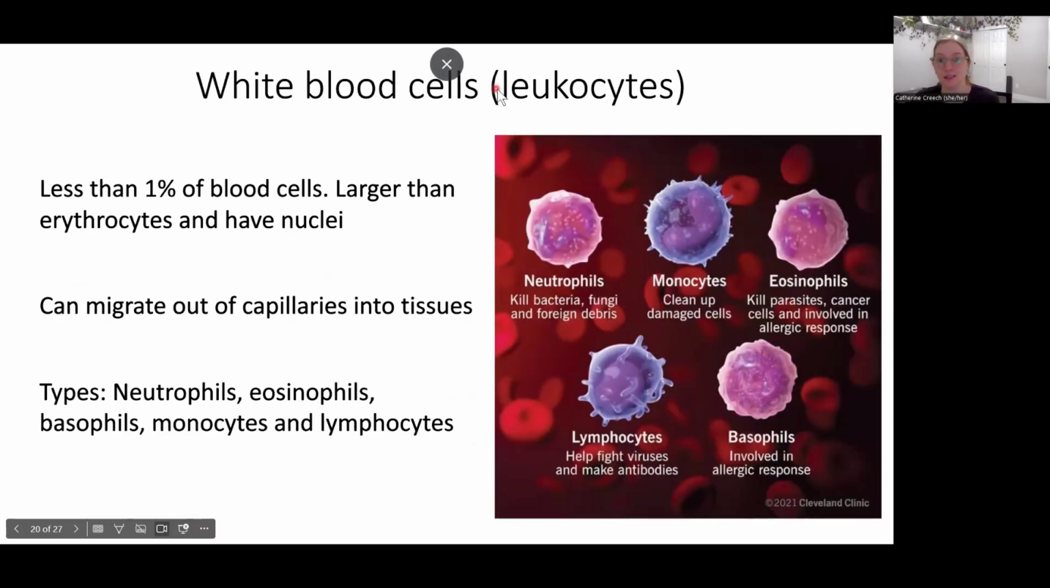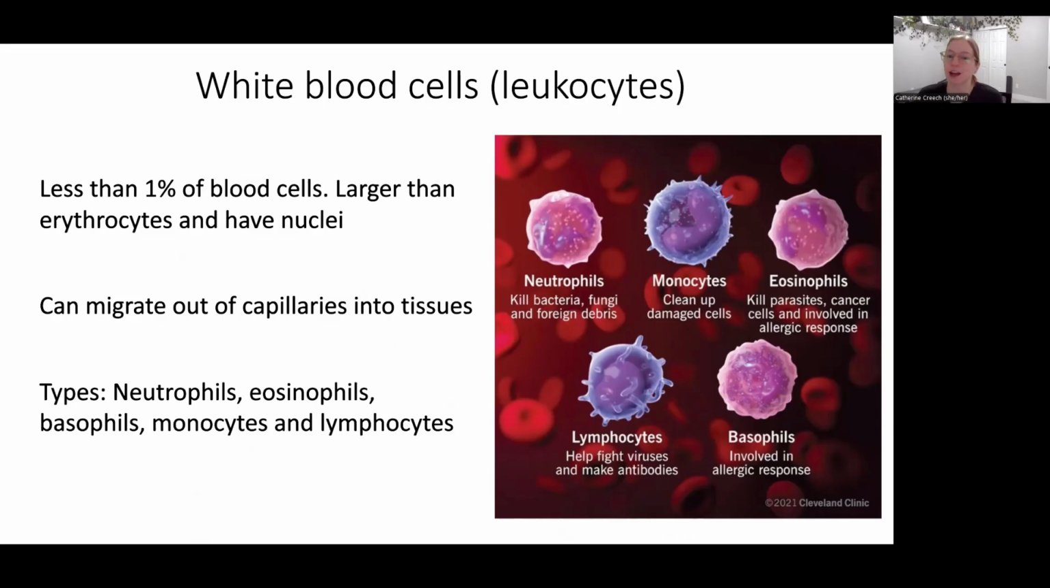Our white blood cells, leukocytes, are incredible. They're used for our immune system. They're less than 1% of your blood, and they're way bigger than red blood cells. Now, what's really cool is they're not confined to your capillaries. They can actually leave and migrate into the tissue.